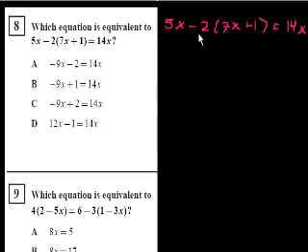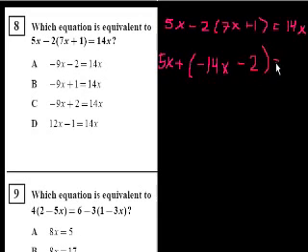Now this is, I think, the most obvious thing to simplify. This 2 times the 7x plus 1, or we could even say minus 2 times 7x plus 1. So then this becomes 5x plus, I'm just going to distribute the minus 2 times all of this, plus minus 2 times 7x is minus 14x, and then minus 2 times 1 is minus 2, is equal to 14x.